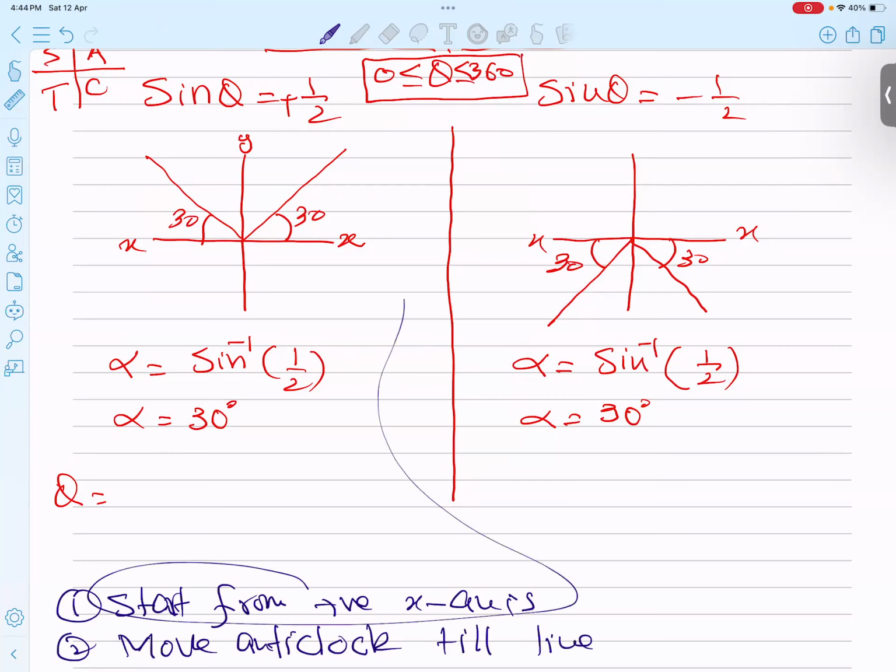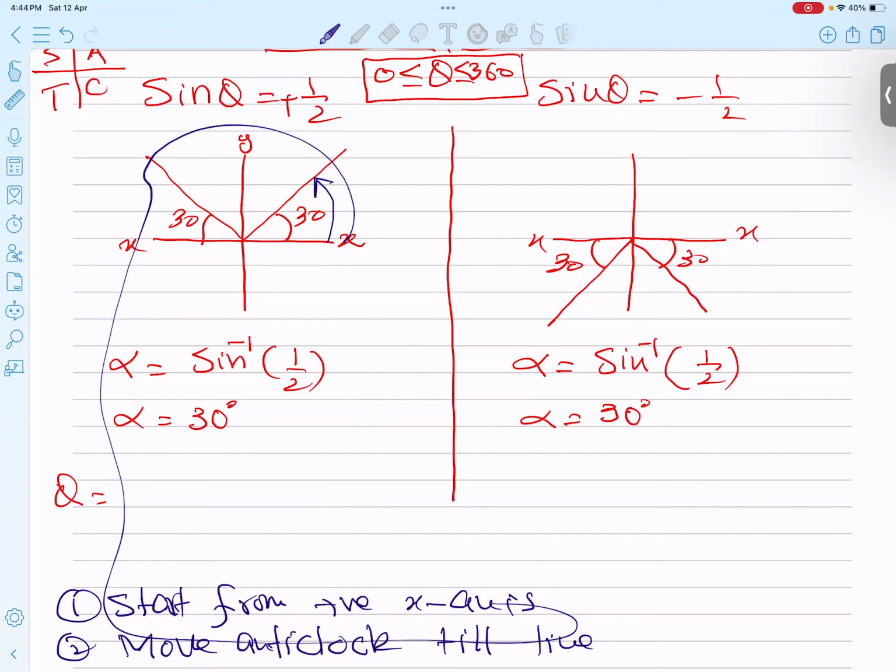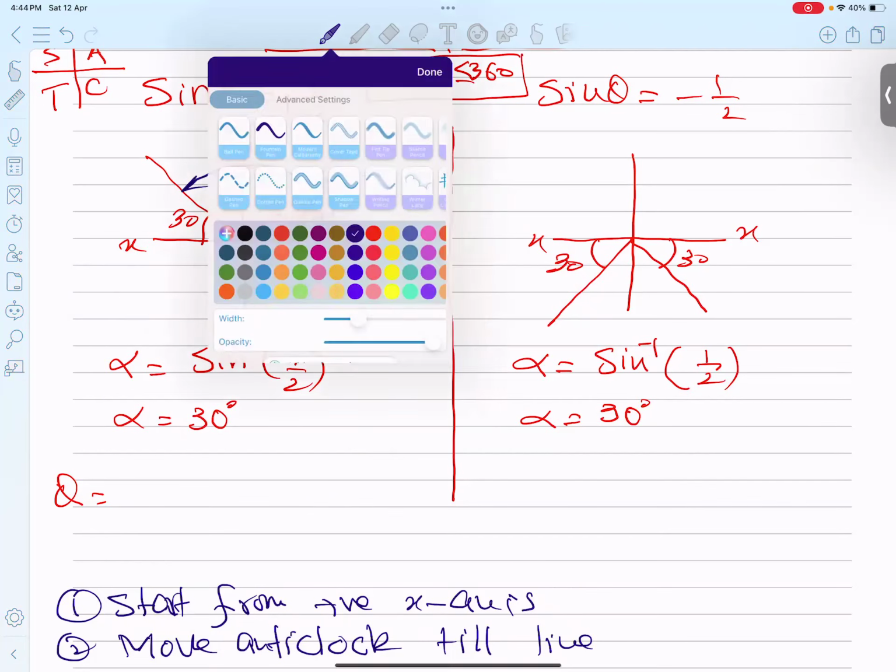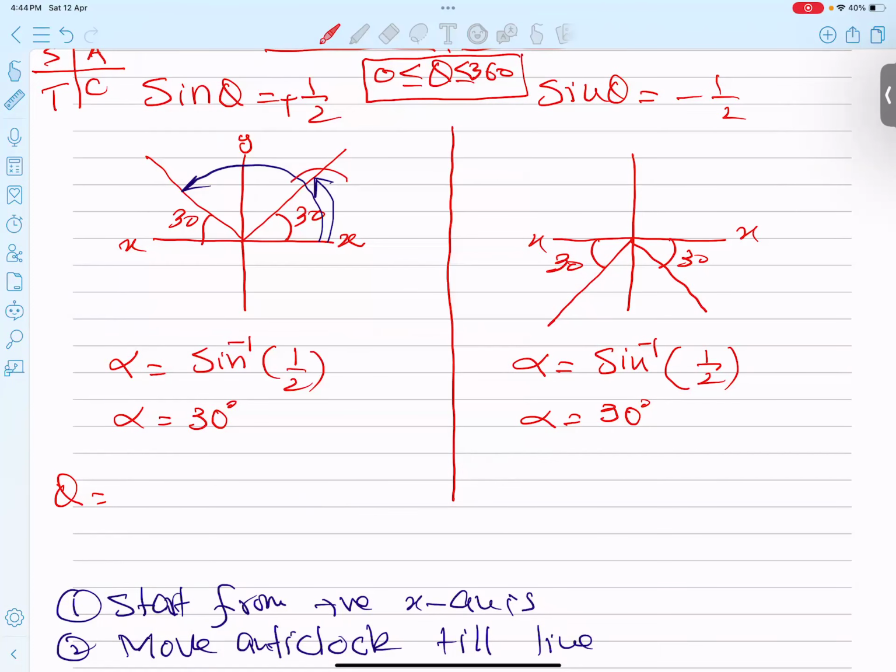So start from the positive x-axis, move anti-clockwise till the first line. So this is my first answer. Then start from the positive x-axis, move anti-clockwise till the second line. So this is my second answer. Now I'm writing my first answer. The first answer is 30.